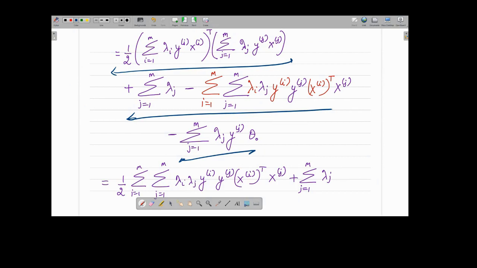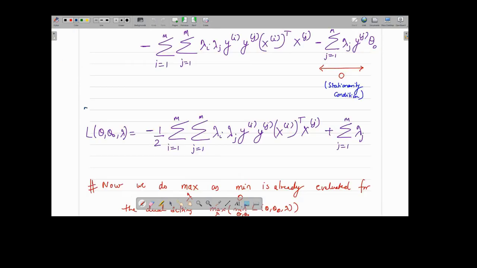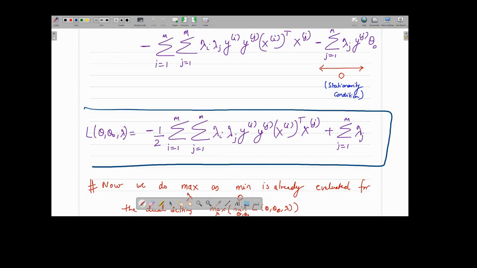And the important point is, this is the final expression once you substitute the value of theta and theta 0 into the lambda. Here you can see everything is involving lambda. There is no theta and theta 0. And this factor is 0 because of the stationarity condition which we had earlier.